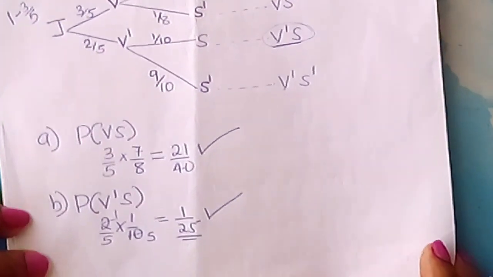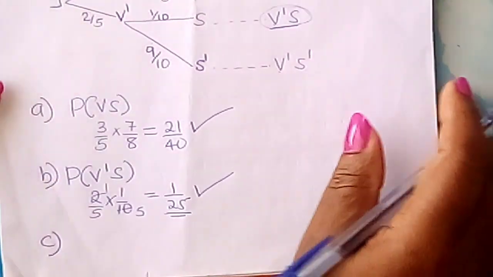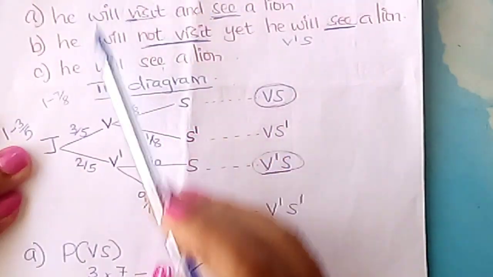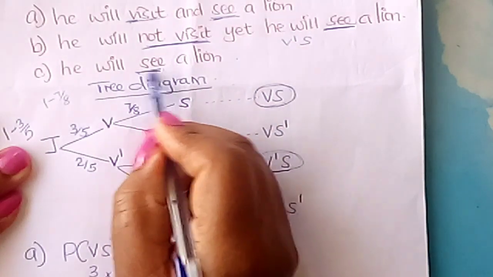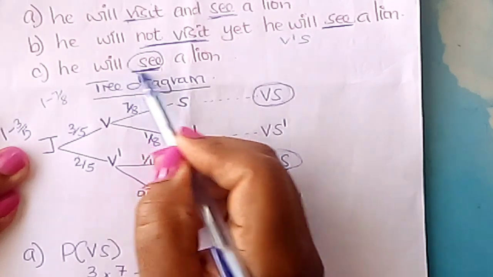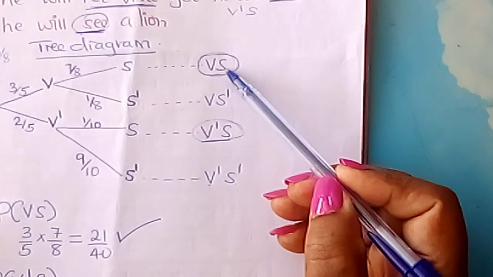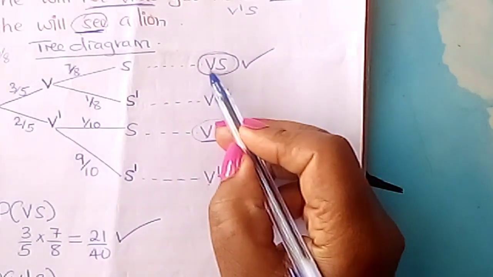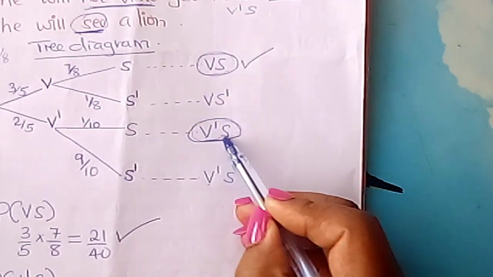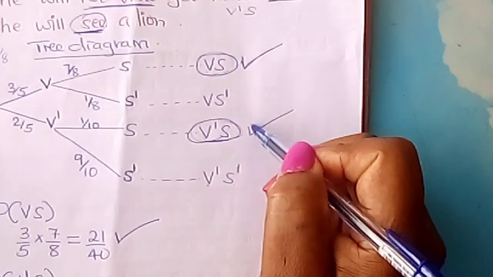We go to the last part, learner. Part C. You are told to find the probability that he will see a lion. Whether he visits or not, he will see. So where is our S? Here it is. We have an S here, learner. He will visit and see. Here he will not see. Here he will not visit and see. So this is another one. Here he will not visit, he will not see. So we use these two outcomes.